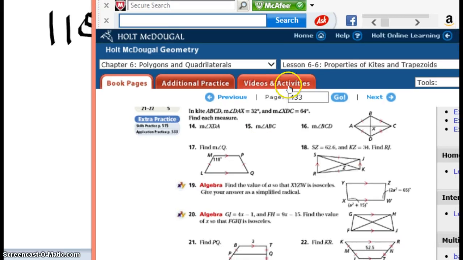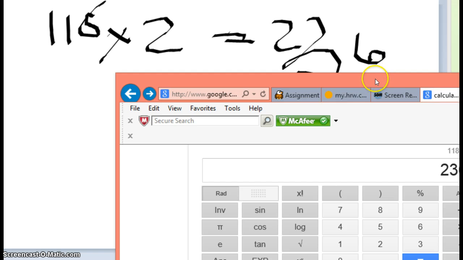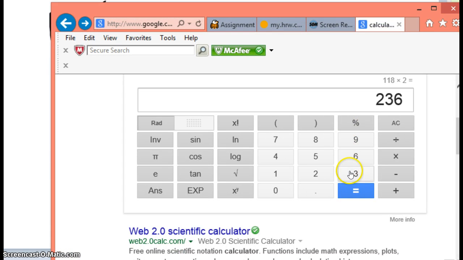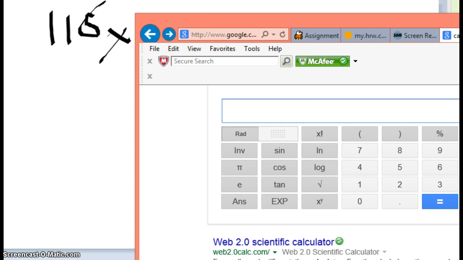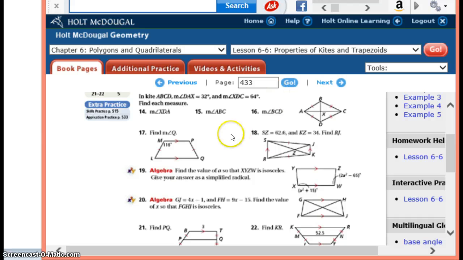We're looking for this angle. Alright, so we know that since we have 236 and we're trying to get to 360, these angles must be the key to the 360. So we're going to subtract 236 from 360 to equal 124. And you know what we're going to do now? We're going to divide by 2 to get 62. So measure of angle Q, magically enough, is 62.